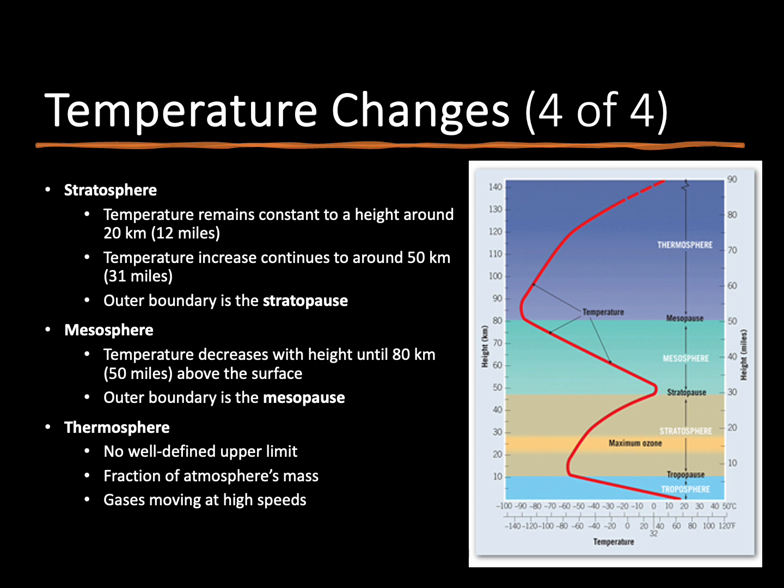So we have cooling with altitude in the troposphere and mesosphere, but we have warming with altitude in the stratosphere and the thermosphere. The stratosphere has that warming ozone layer in it, and the thermosphere is just the first layer that sun hits as it's moving through our atmosphere.